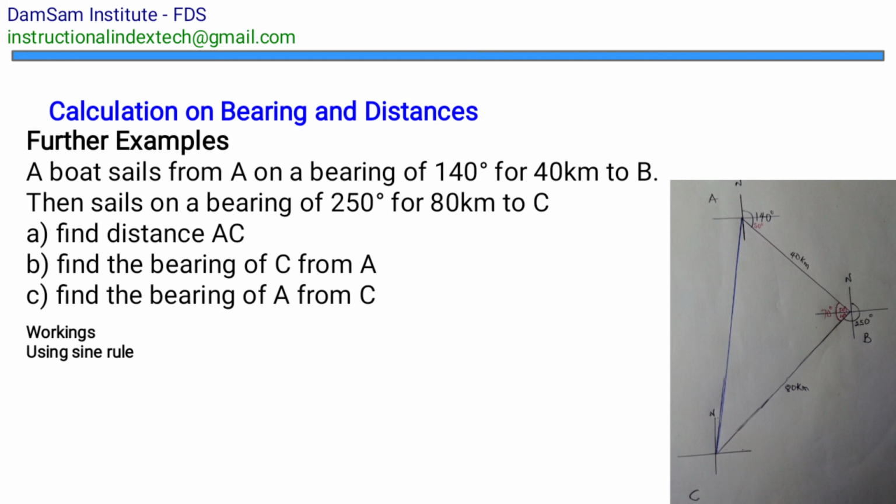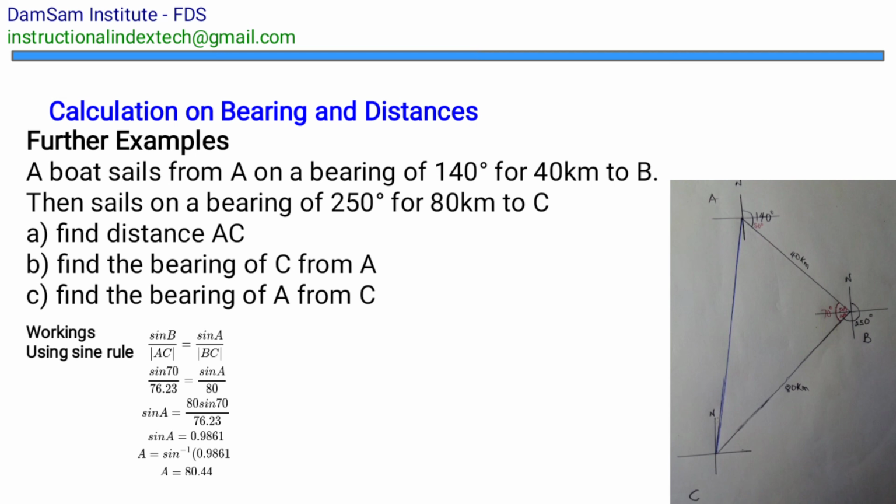The angle at A. That angle inside the triangle is what we first find. And when we do that, we're going to use the sine rule. To use the sine rule for that, do not forget that the angle we are finding now is the one facing 80 kilometers. And we're going to make use of that angle at point A.